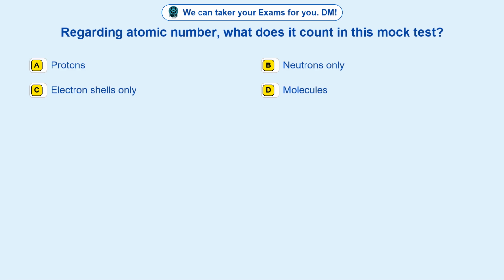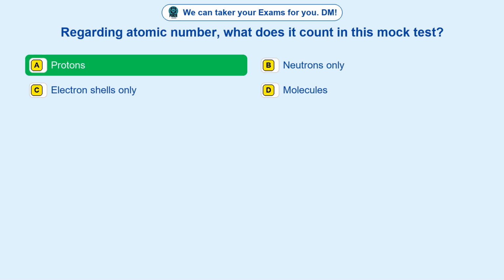Question 31. Regarding atomic number, what does it count in this mock test? Option A, protons. Option B, neutrons only. Option C, electron shells only. Option D, molecules. The correct answer is option A.